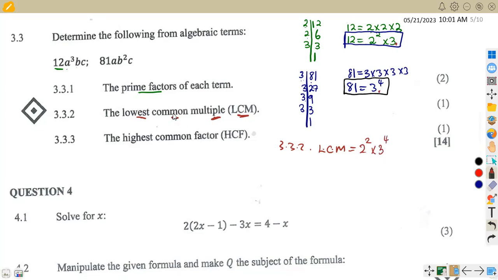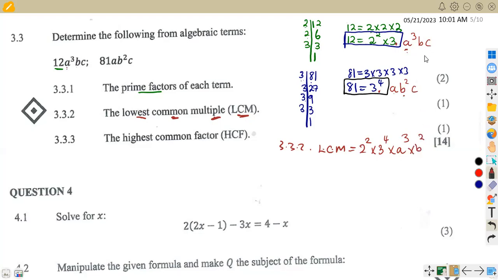Then we move on to the part that we are given. In this case, the 12, we have got the letters here. So here we are supposed to have a cubed b c. Okay, so this is a b squared c. If you check on 12 here, with this a, on 81 there is a, but which one has got the highest exponent? That's a to the exponent of 3. So that's the LCM. We move on to b. There is b, there is b. The one that has got the highest power, that is b to the exponent of 2.